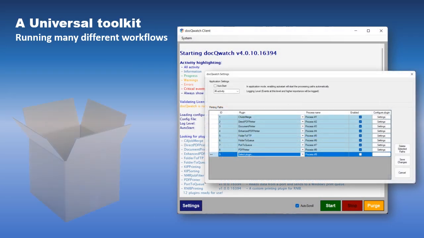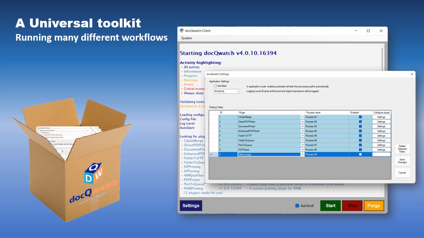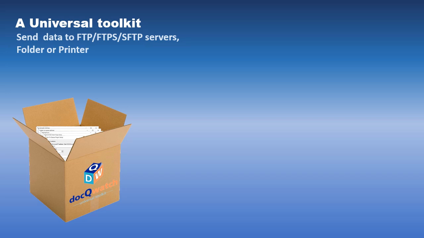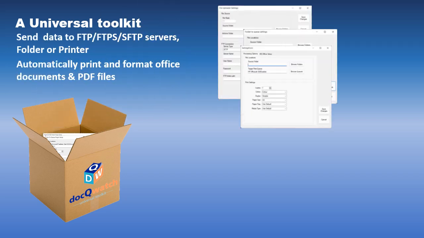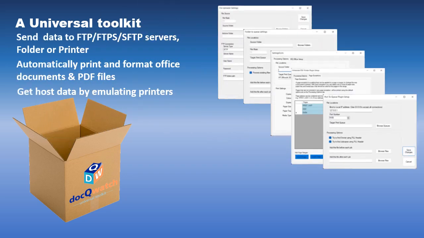docQwatch is a product that can run as a desktop application or as a lights-out service. It runs multiple simultaneous workflows, which we call plugins. Each plugin is designed to perform a specific task and requires its own specific configuration. There are a number of built-in plugins that carry out basic tasks such as sending data to FTP servers, to a folder or to a printer, automatically printing and formatting Office documents or PDF files, or just getting host data from a system by emulating a printer.